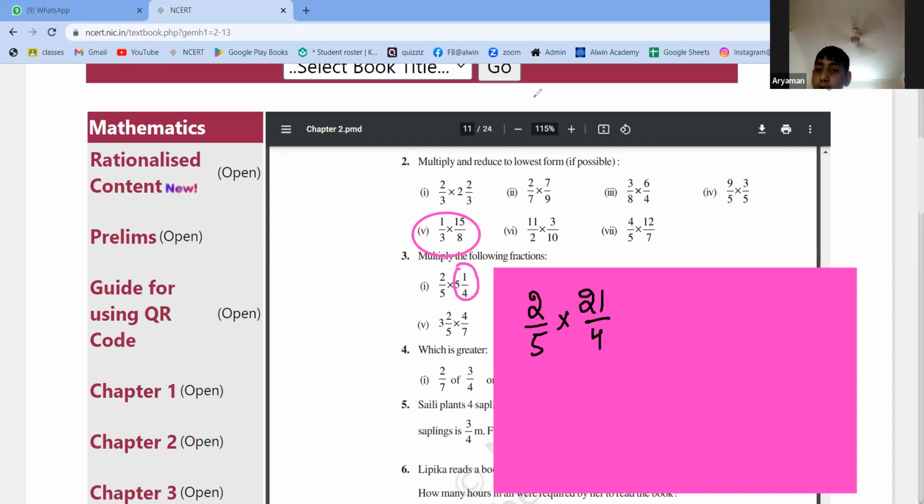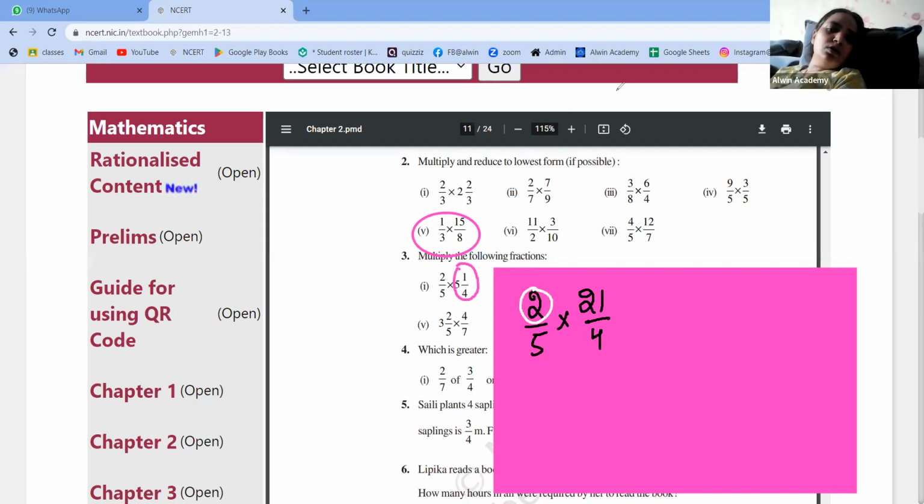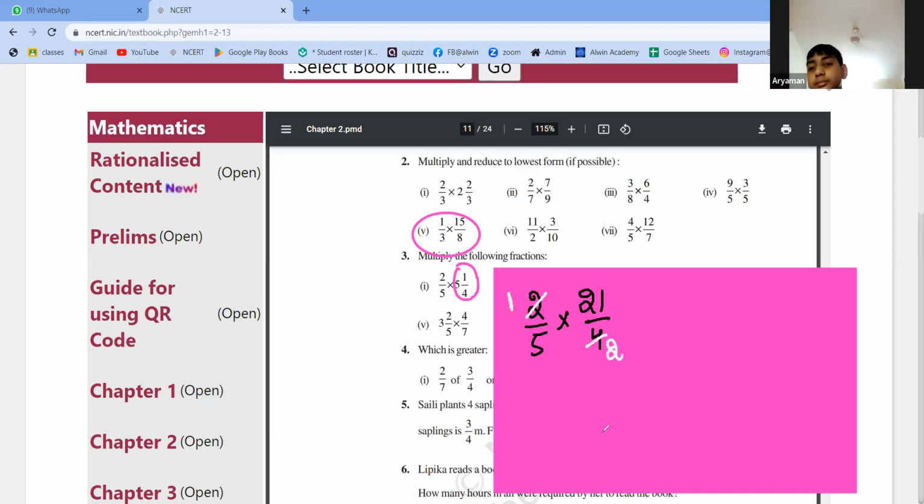Now you need to check if you can simplify anything. Can this 2 be simplified with any of the denominators? No, ma'am. Ma'am, with 4. Yes, ma'am. Ariman, observe carefully before saying no. Look, this is 2 and this is 4. So it will be 2.